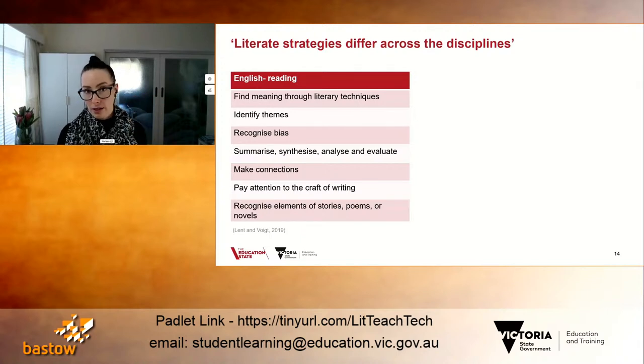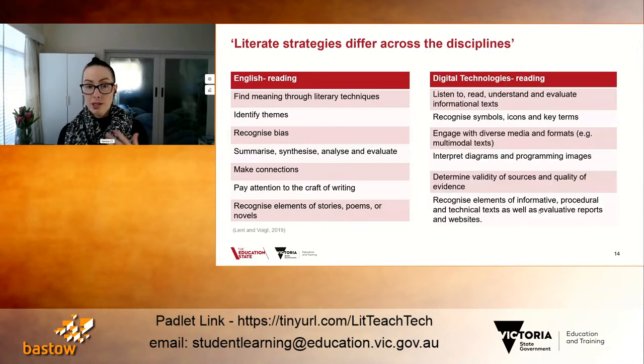Now, that's a lot of information for an English teacher to be communicating with their students. And that's just reading. We haven't looked at writing. I'm going to use digital technologies as an example. If we look at what are the reading demands in the digital technologies classroom? Well, and this isn't a comprehensive list, there's more. We want our students to engage, listen to, read, understand, and evaluate mainly informational texts. It'd be very uncommon to have a narrative text in the digital technologies classroom. We're really on about information texts.